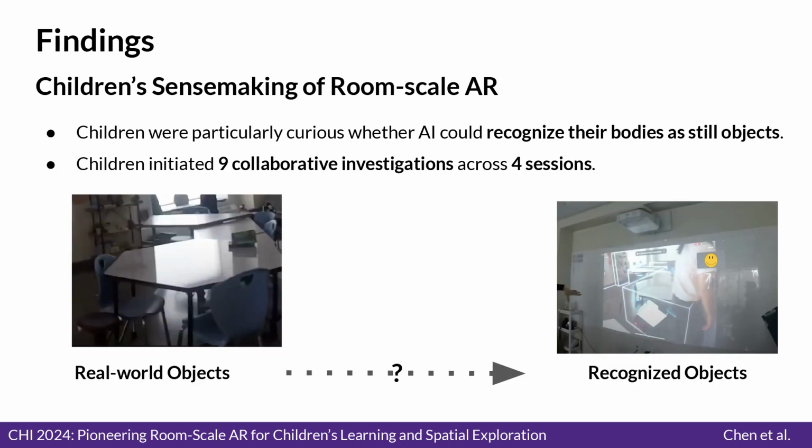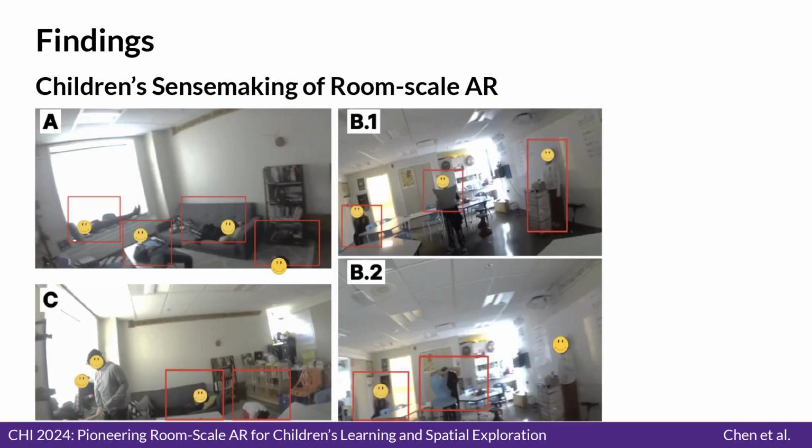Children were particularly curious whether AI could recognize their bodies as still objects. Over the first 4 sessions, they initiated 9 collaborative investigations to understand how room-scale AR works. Here the figure shows 3 scenes of such investigations. In each scene, one child held an iPad, and other children attempted different ways to blend in with the environment.